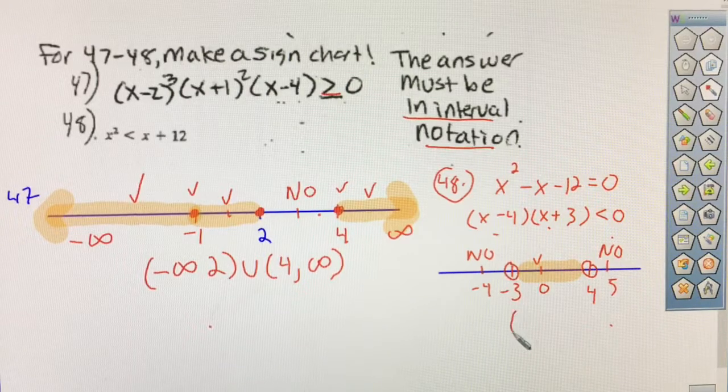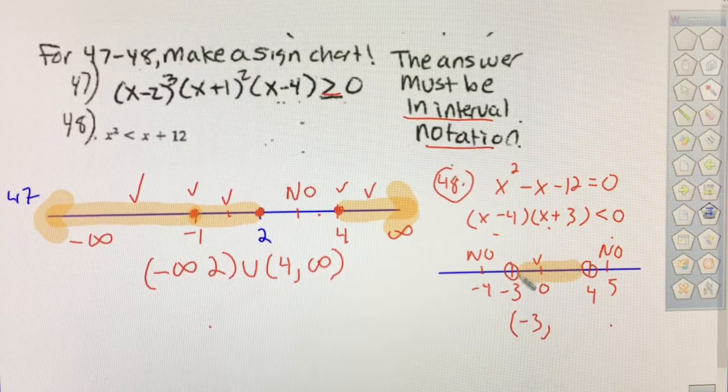So the interval notation is going to start at negative 3, but not include negative 3. That's why I put a parenthesis. If that were a closed circle, it would be a bracket. And it ends at 4, and it's going to be a parenthesis again.